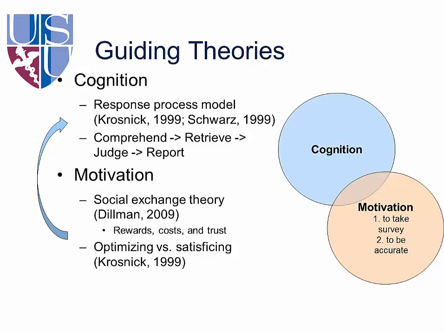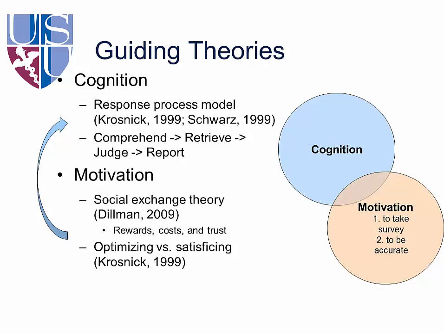We also talked in terms of motivation, and we used social exchange theory to think about how individuals get through a survey. And we want to maximize rewards and trust and minimize costs. And then we talked about optimization and satisficing.